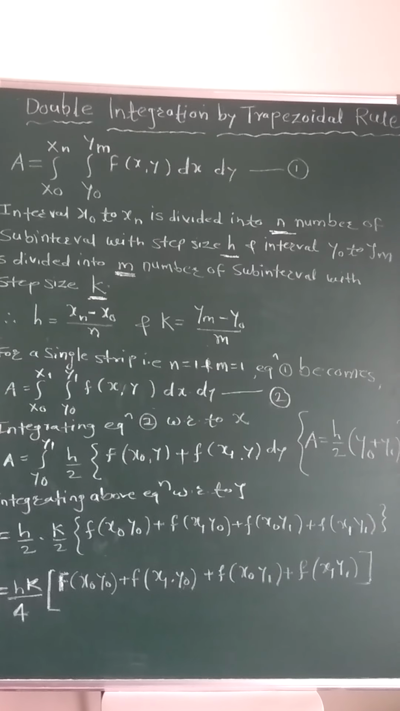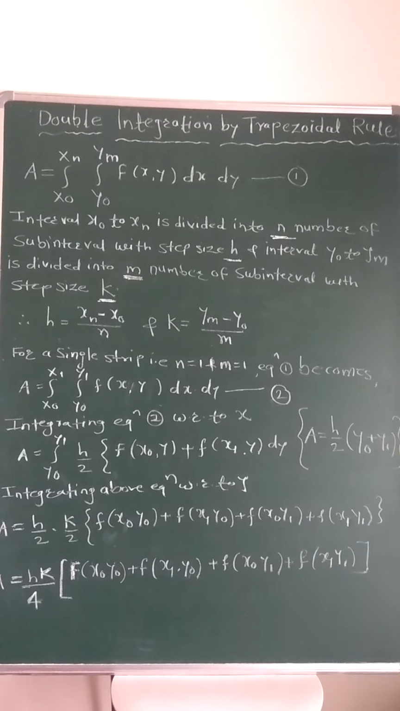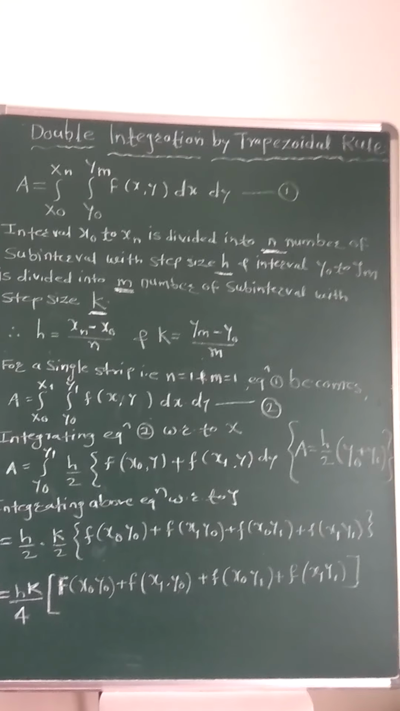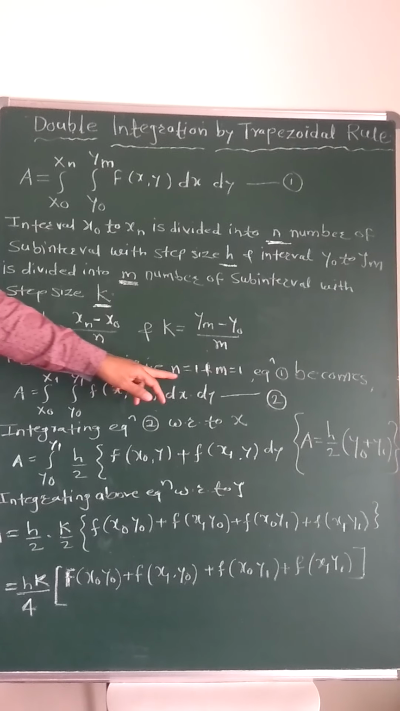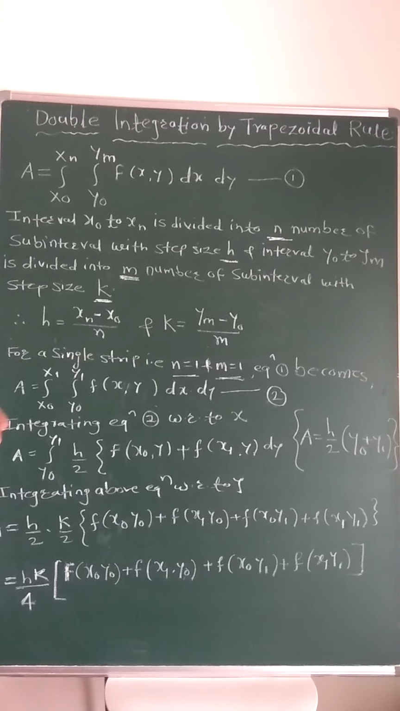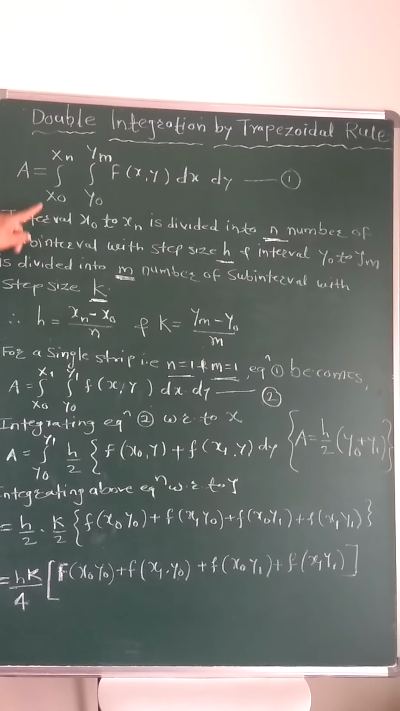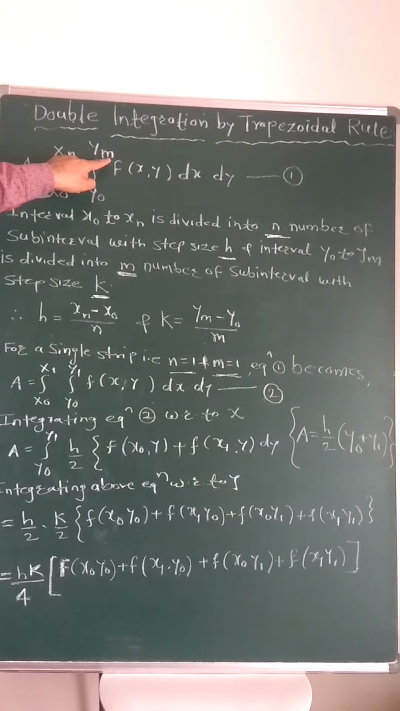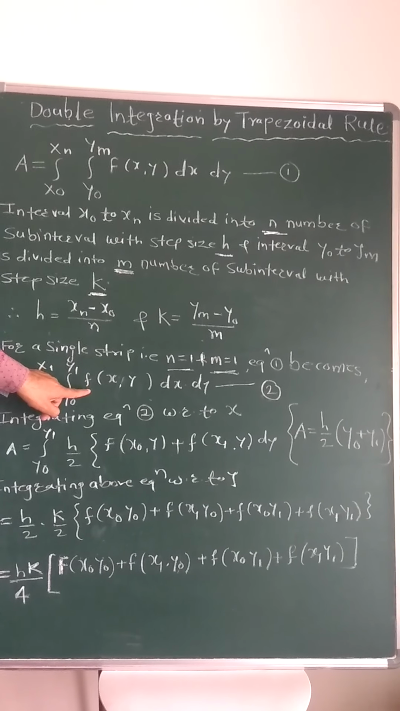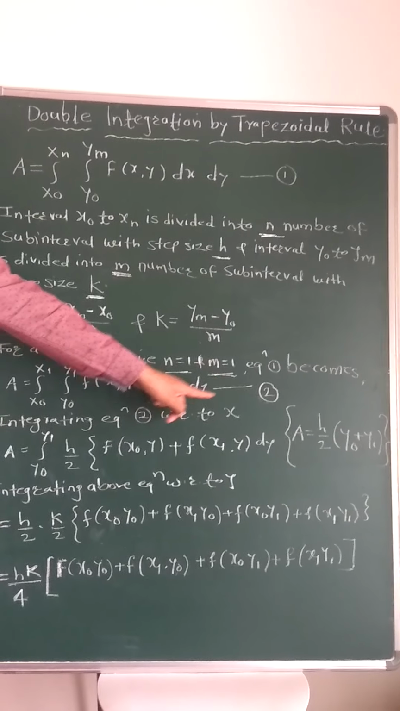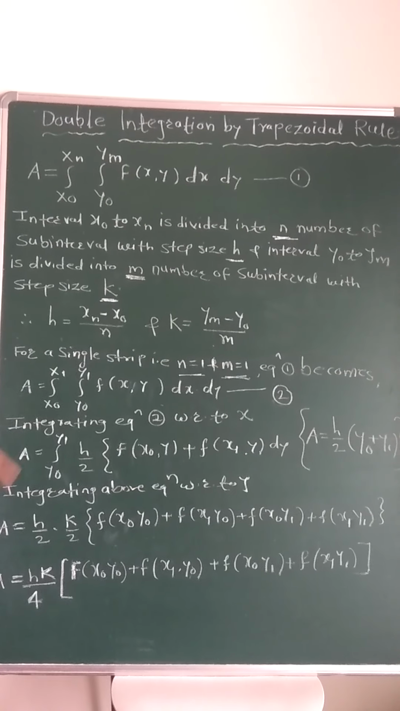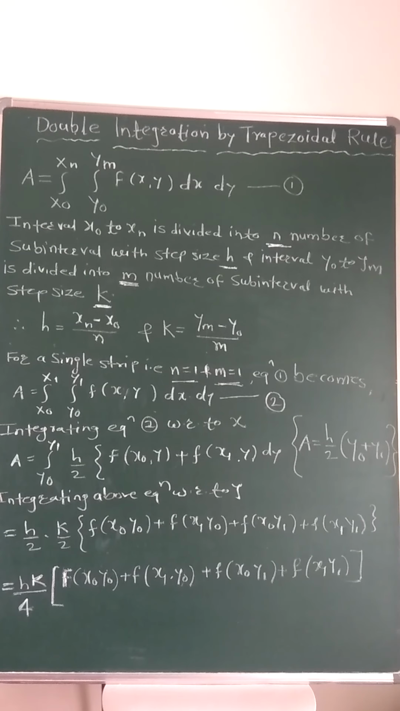As we all know, the trapezoidal rule is applicable for a single strip, that is when n is equal to 1. Therefore, for a single strip, that is n is equal to 1 and m is equal to 1, equation 1 becomes area A is equal to integration x0 to x1, integration y0 to y1, f of x, y, dx dy, equation number 2. Now we have to integrate this equation both in x and y direction.